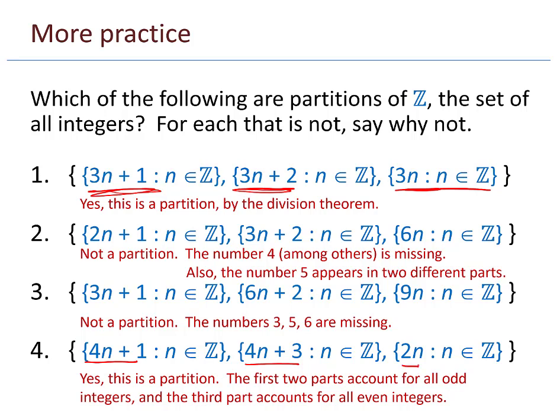Alright, so we've hit 3 big ideas: the Cartesian product of sets, the power sets of sets, and partitions of sets.